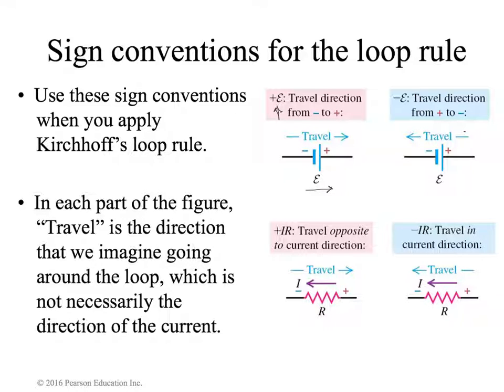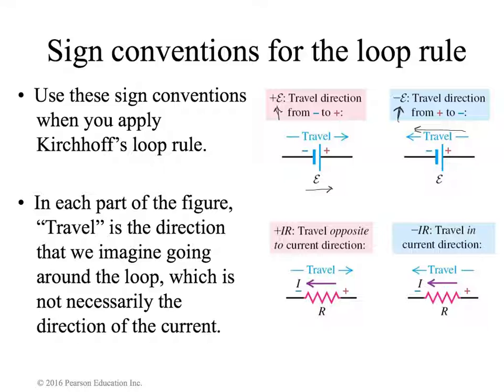However, if I'm traveling around the loop and I go through the battery from the positive to the negative in that opposite direction, that represents a potential loss. And so the change in potential there is minus E, where E, of course, is the voltage of the battery.